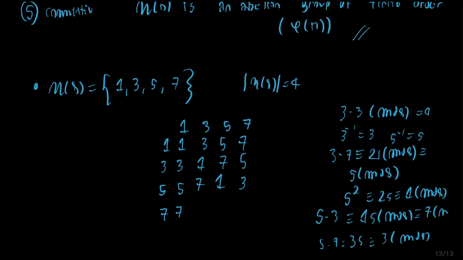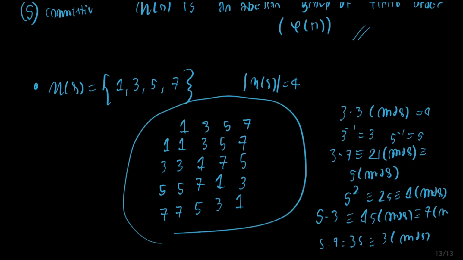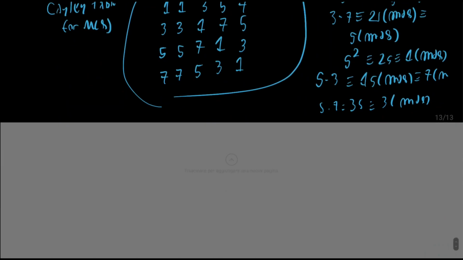So let us now fill the last row, which is 7 times 3. It will be 21, but 21 is congruent to 5 mod 8, so this is 5. Then 7 times 5 is 35, which is congruent to 3 mod 8. And then lastly, 7 times 7, which is 49, is congruent to 1 mod 8, because it's 48 plus 1. And so this is our Cayley table for U(8).